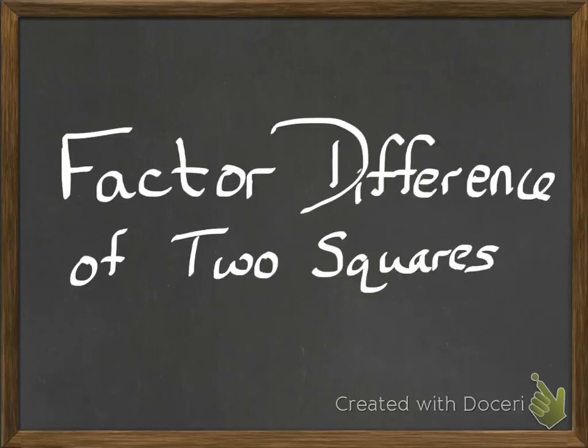Factoring the difference of two squares. This means we have two terms that are squared and are combined by subtraction. And so you'll have something like 4x squared minus 25.